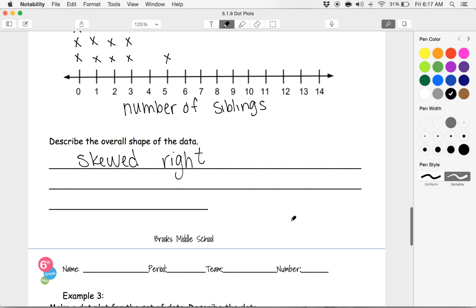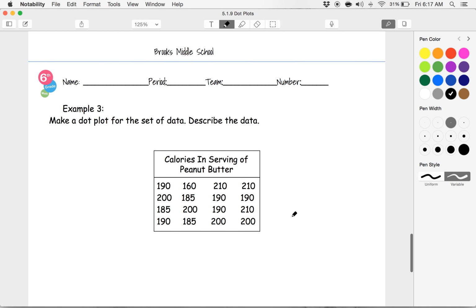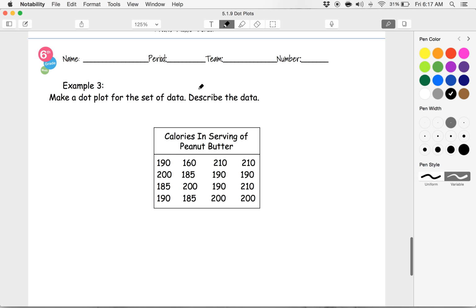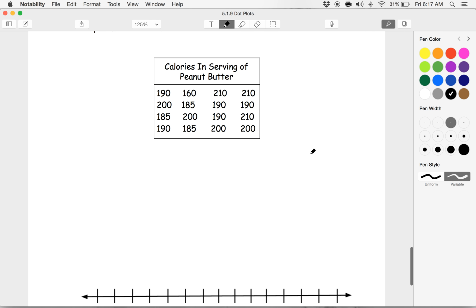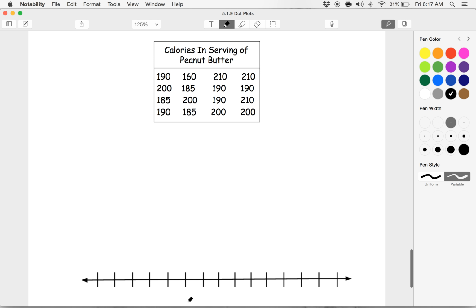All right, ladies and gentlemen, so let's take a look at our last one. Make a dot plot for the set of data. Describe the data. Let's see what it says. It's talking about calories in a serving of peanut butter. And something to notice this time, we don't have any tick marks on the bottom of our interval. So we're going to have to pick those tick marks ourselves.